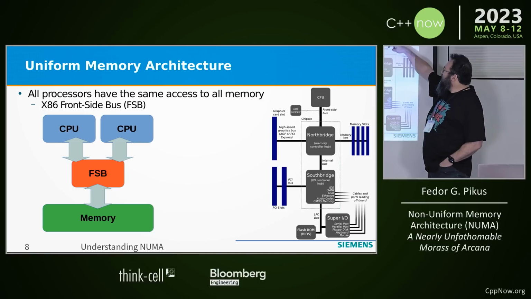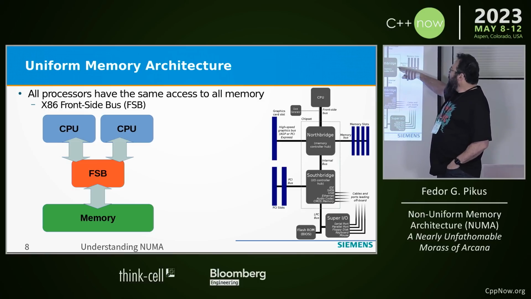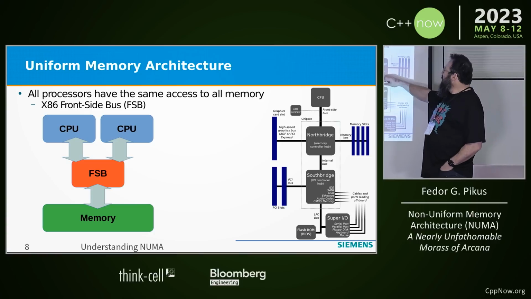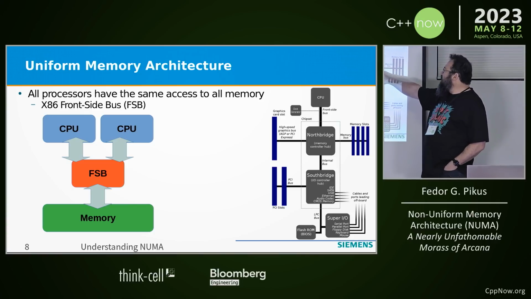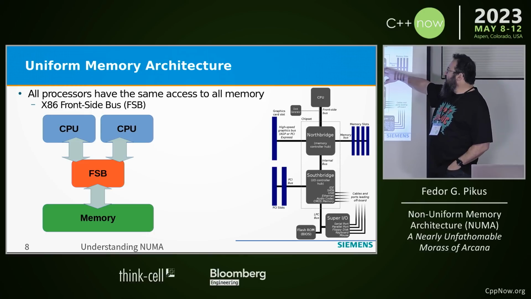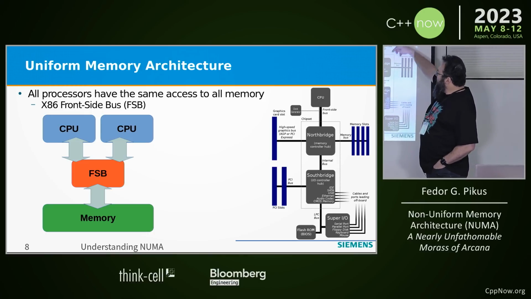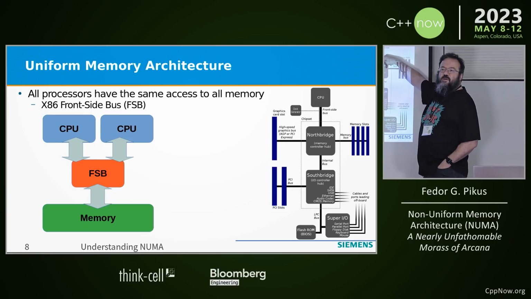The processor is here. That's the front-side bus. This part is actually on the motherboard, and the north bridge part of the chipset is what has the memory controller, and the memory is connected to that. So if you have multiple CPUs, they all connect to this north bridge.